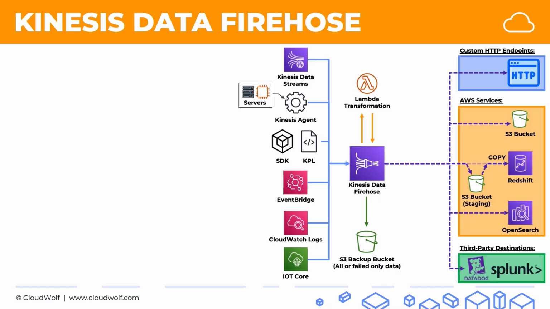And the final group is third-party destinations, such as Datadog and Splunk, and there are other application partners, but perhaps these are the two most important ones to keep in mind. Now, another thing to keep in mind is that Kinesis Data Firehose can only write to one destination at a time. If you want to write to several destinations, you need to create several instances of Kinesis Data Firehose.